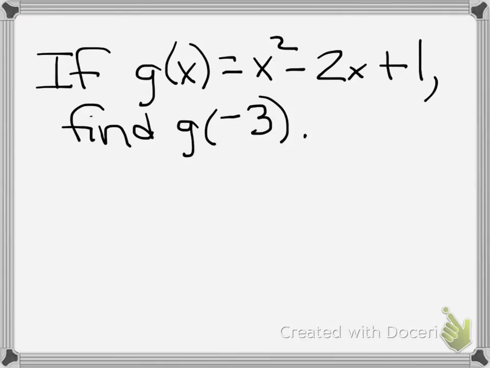For the next example, they give you a function, g of x equals x squared minus 2x plus 1, where you're asked to find g of -3. All this means is we're going to take the -3 and plug it in for the x, where it says x squared.